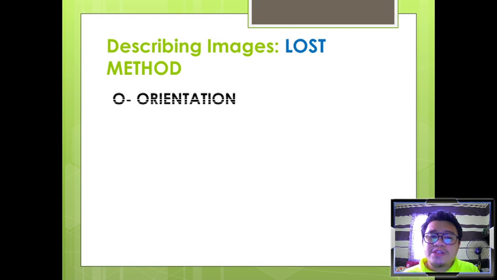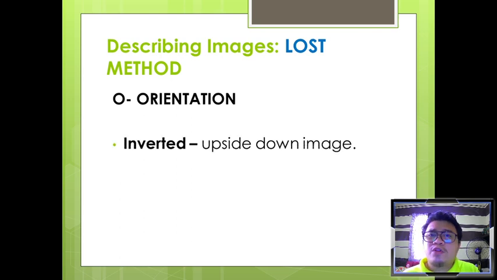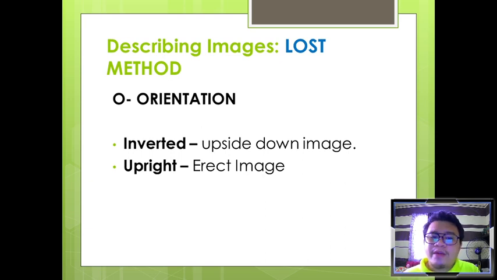Then O stands for orientation, wherein it could be of two types. It could be inverted or an upside down image, or it could be an upright or erect image. So when you say inverted, you can also say that it has a different orientation from the object, while if it's upright, then it has the same orientation as that of the object.